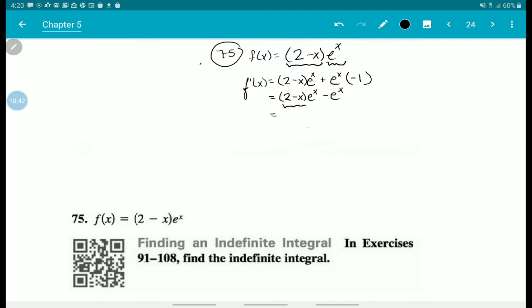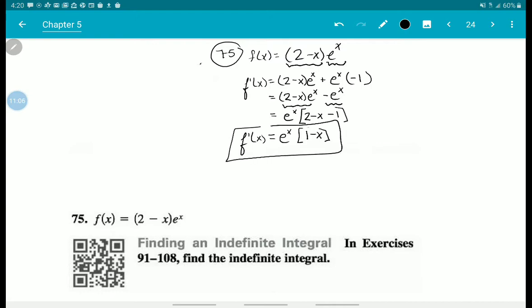And notice both of these terms have an e to the x in common. If we were to factor that out, we'll be left with 2 minus x on the first one and a negative 1 on the second one. Simplify the parentheses. 2 minus 1 is a 1. So there's our final answer for that derivative. We could have distributed that e to the x, and we would have gotten the same answer.